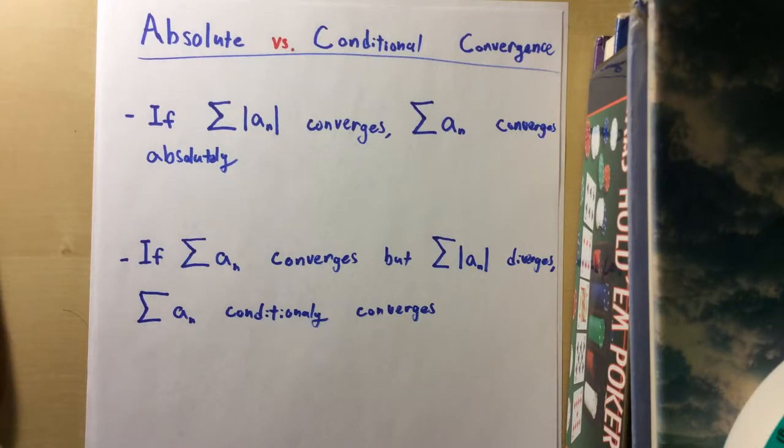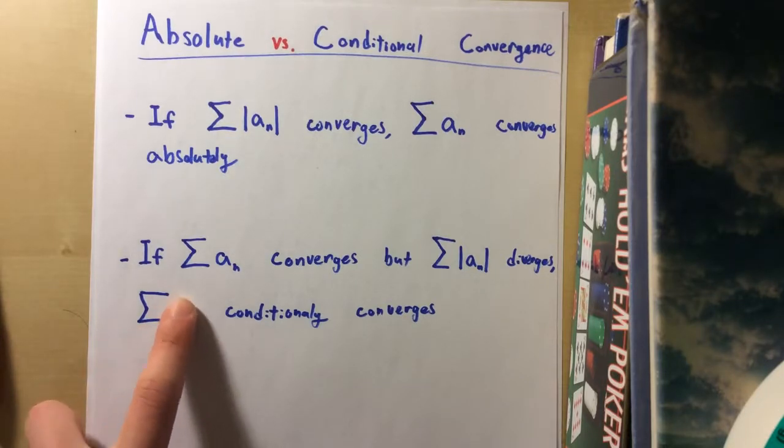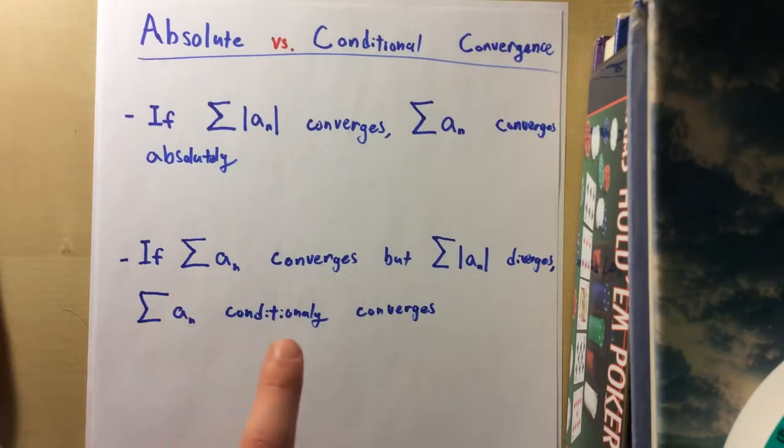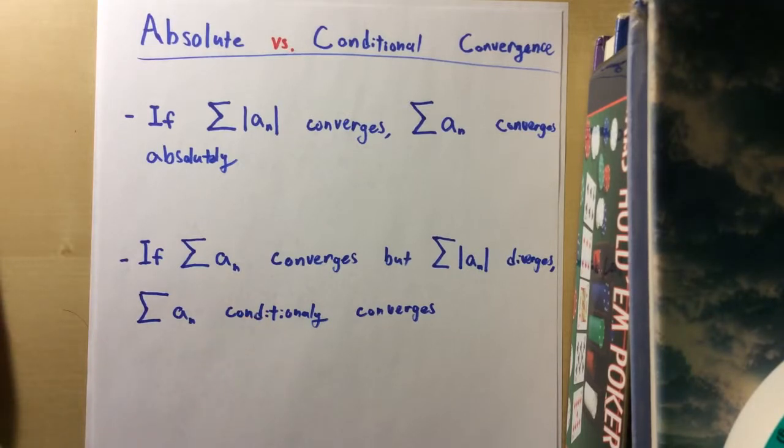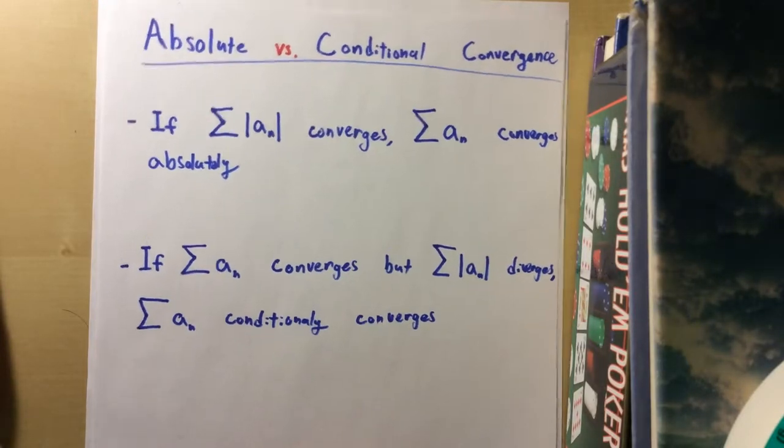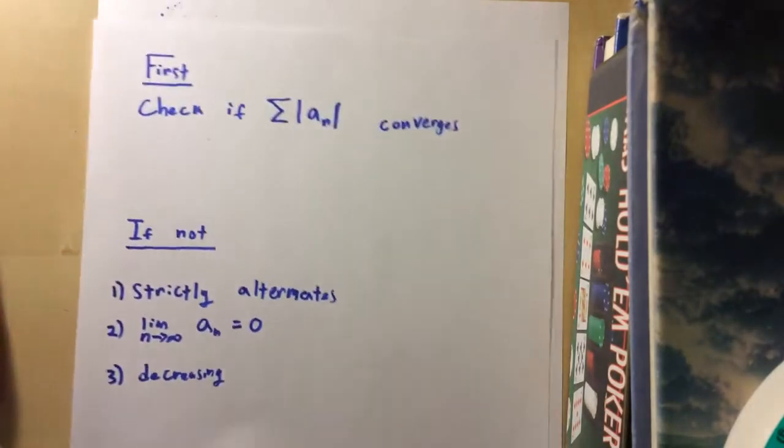absolutely converges. On the other hand, if our series converges, but the absolute values of the terms, if we sum those up, that diverges, then what we get is something called conditional convergence. Our series conditionally converges. So a lot of times you'll get a question that asks, show if this series converges conditionally, absolutely, or diverges. So when we get a question like that, we got to follow a couple steps.